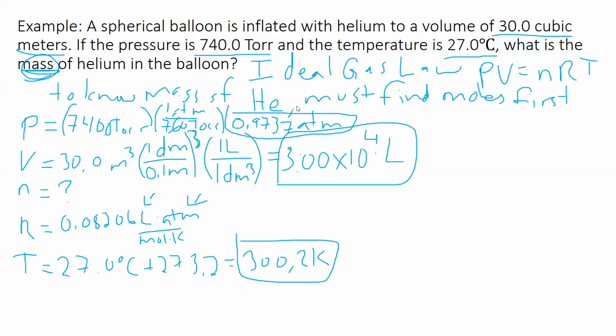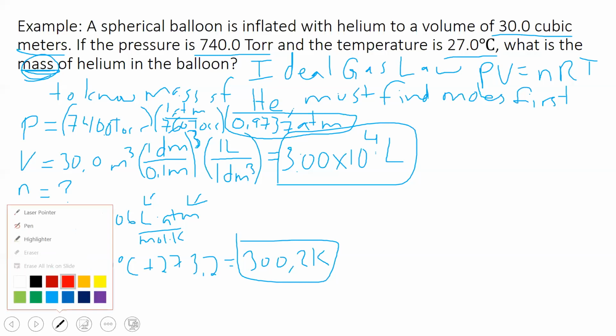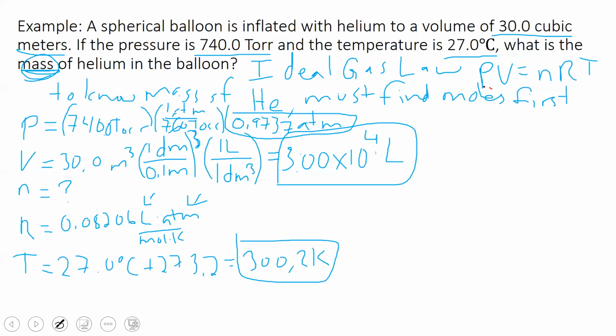Okay, so we're going to pick up with this calculation we started last time. We're looking at a spherical balloon inflated with helium to a volume of 30 cubic meters. And if the pressure is 740 torr, and the temperature is 27 degrees Celsius, what is the mass of helium in the balloon? So here we're using the ideal gas law to begin with. All right, so we're using this PV is equal to nRT.